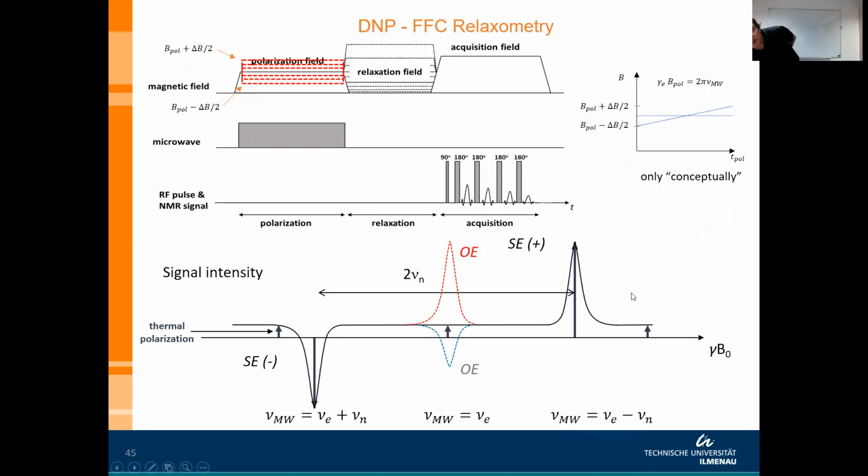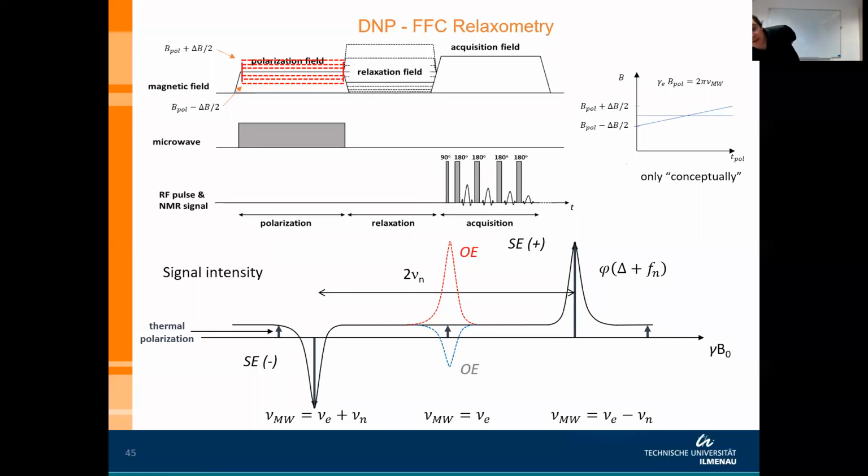And then you see these two lines that correspond to the solid effect, because I told you about this function here, where you have either plus Fn or minus Fn, where Fn is the Larmor frequency of the nucleus. You have this offset. And then how do you recognize if you have the Overhauser effect or the solid effect?